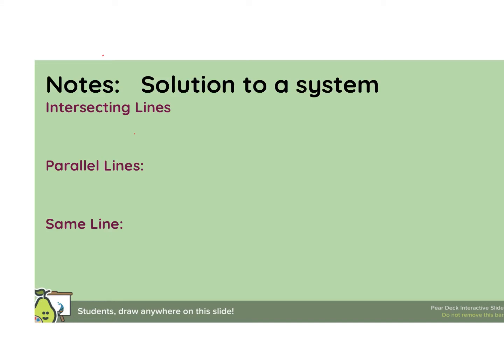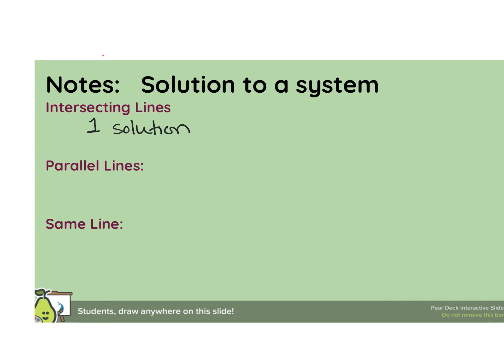All right, so this lesson is really similar to the lesson we've already done. We're just taking a look at how many solutions a system will have. So if the lines intersect, then there will be one solution. Now, that's if you graph it out, but you don't have to, right?